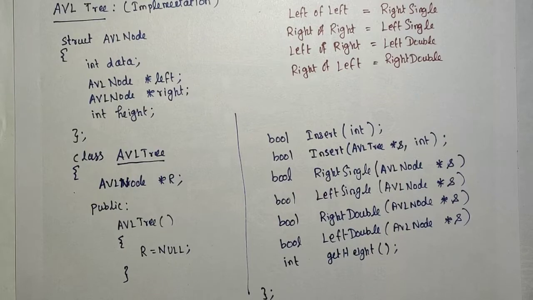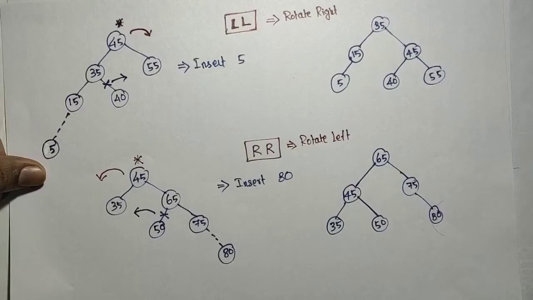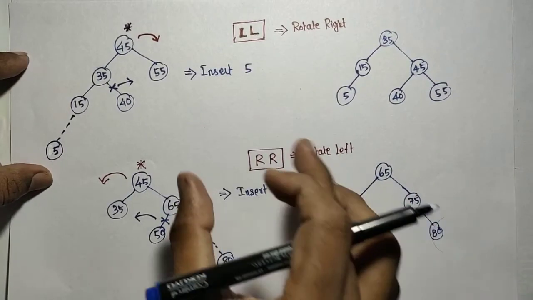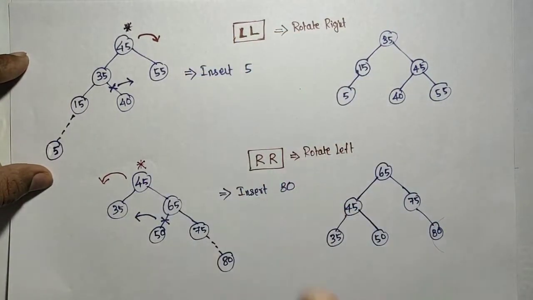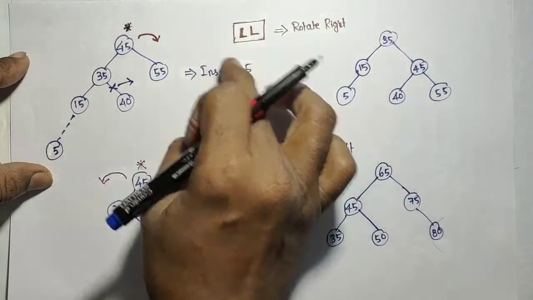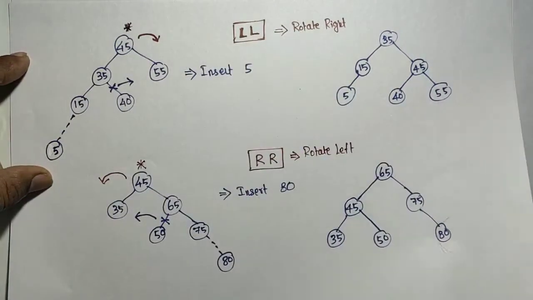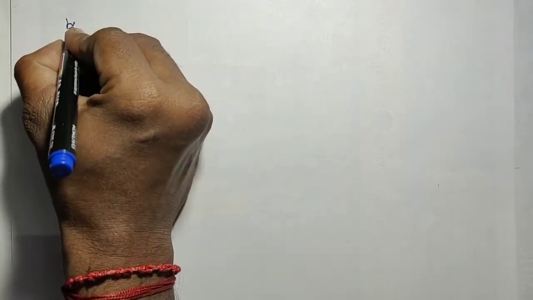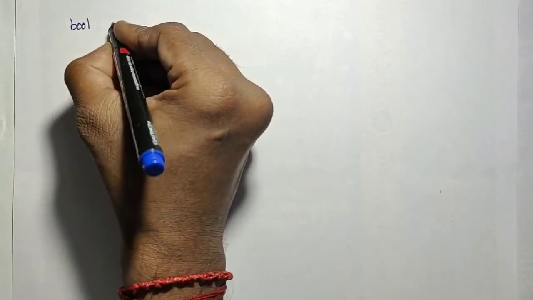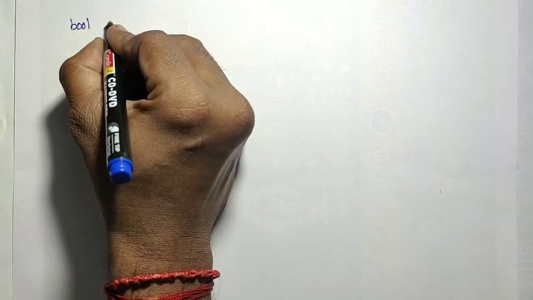Okay, first we will see one by one. First you concentrate only on the left of left and right of right. We will define this function first. Boolean. Okay, rotate left, so that is a right single.